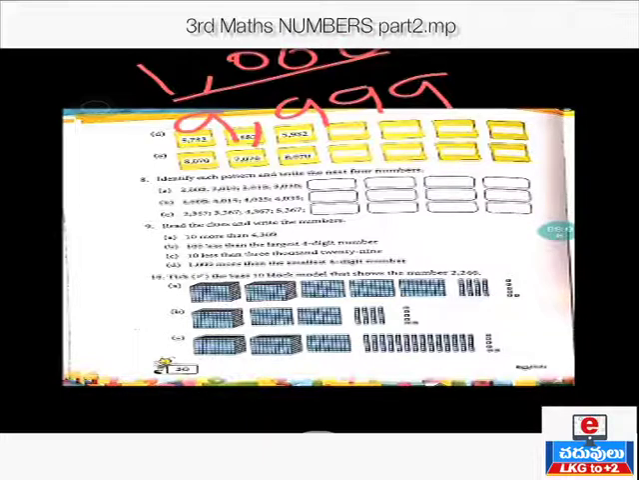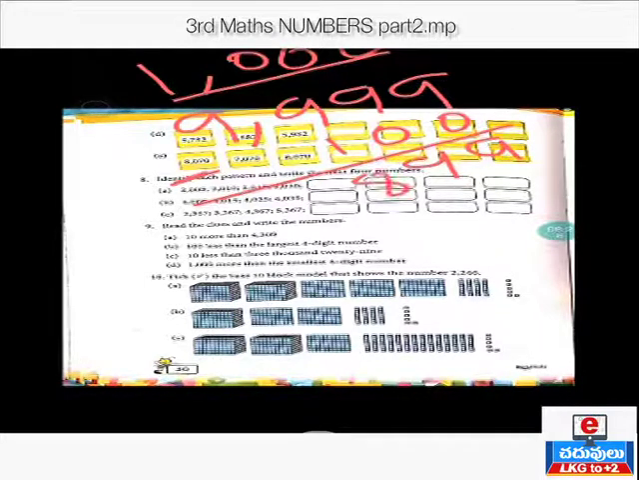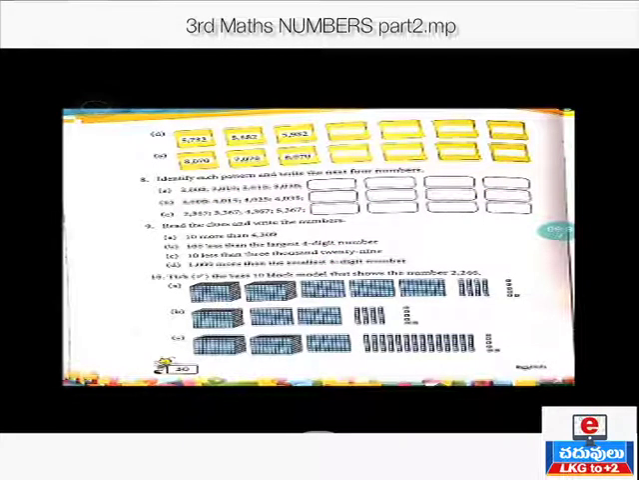They are asking to less than. 100 less than means we subtract 100 from this number. Here see, 9 minus 0, 9 only. 9 minus 0, 9. And 9 minus 1, 8. 9 minus nothing, 9 only. So this is the answer. So what is the answer? 9,899. This is the second answer.